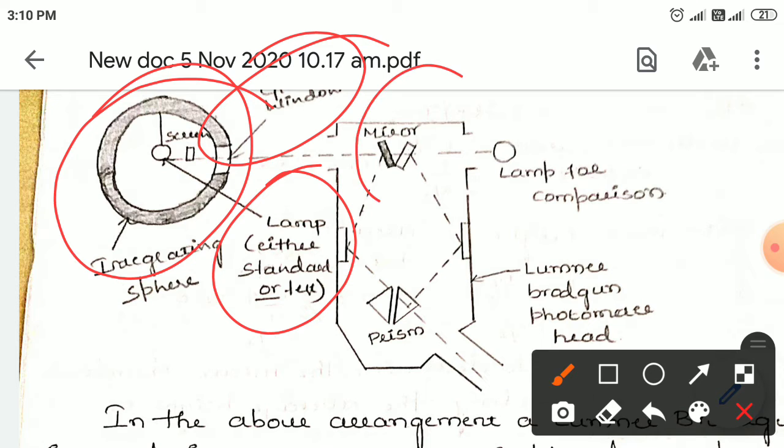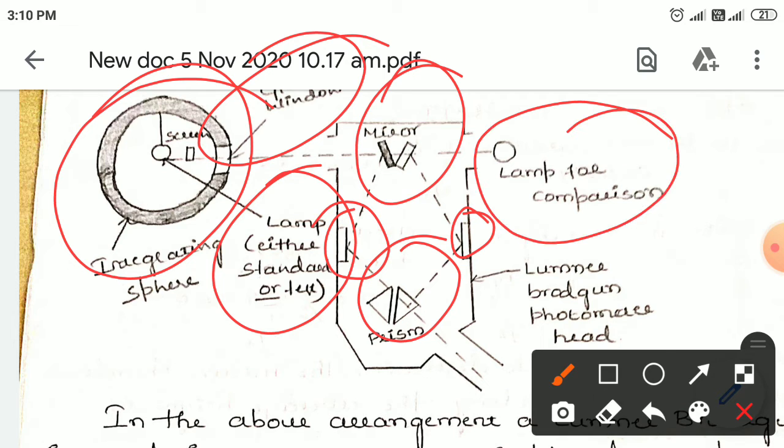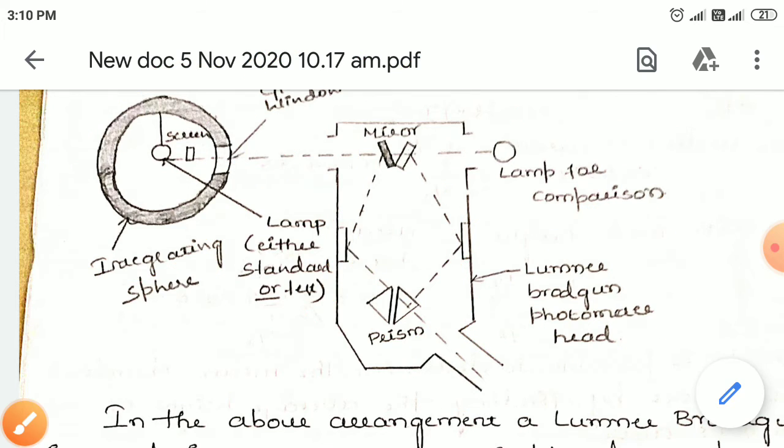It consists of mirrors and a prism. These are also mirrors to reflect the light. This is the lamp for the comparison. This is called the Lumen Bourdon photometer head. These are the important parts of the setup.